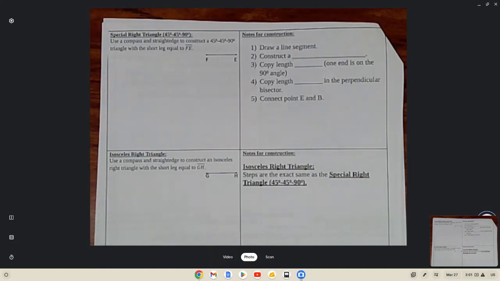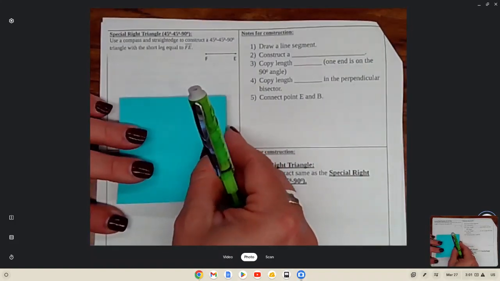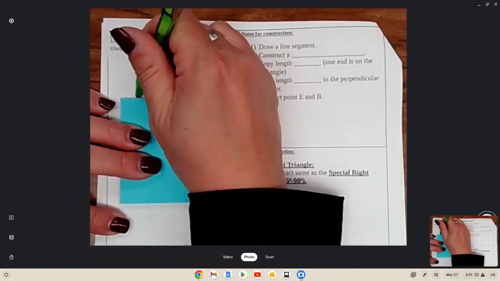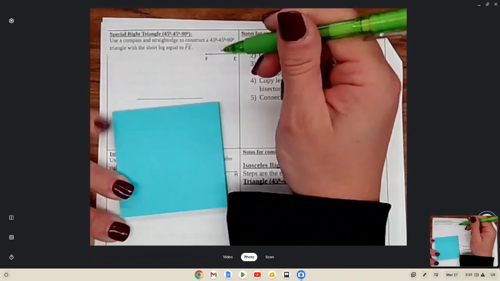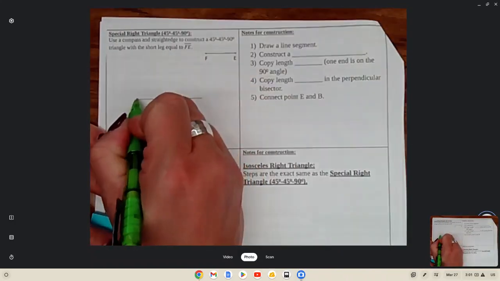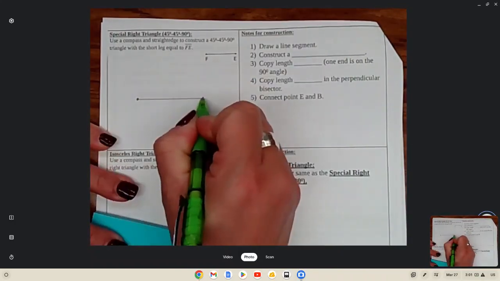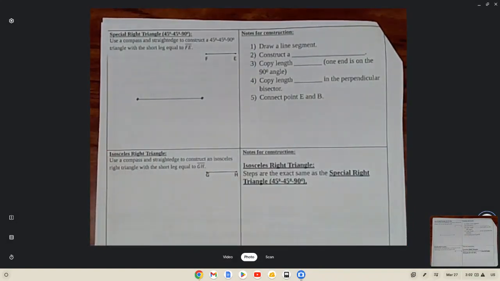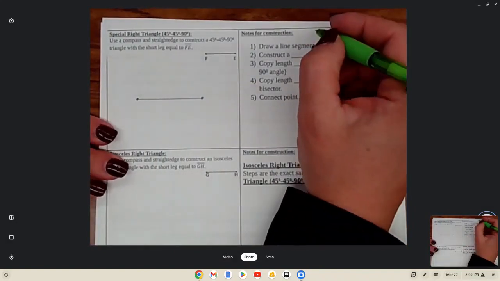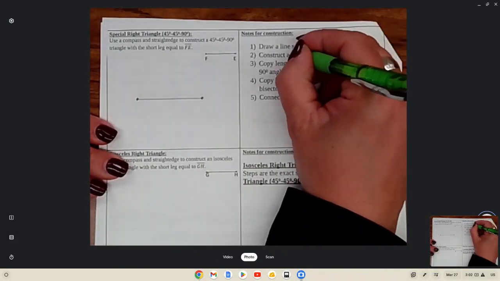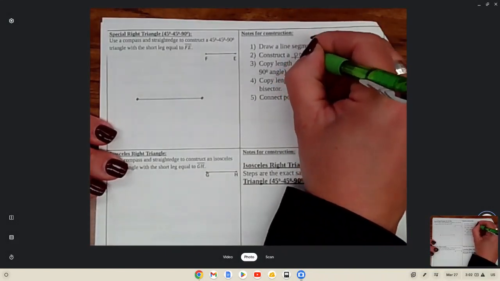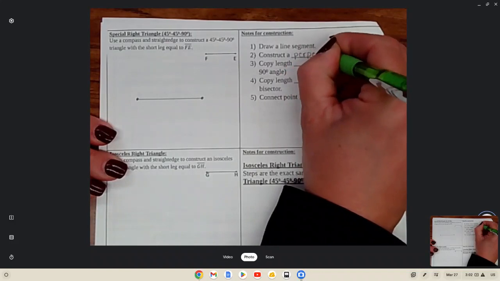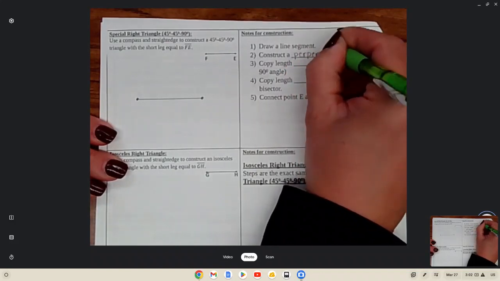Draw a line segment. Don't make it too big or too small this time. I'll try. I feel like that was directed at Kyle. Yeah. Directed at anybody. Nobody in particular. There's my line segment. Step 2, exactly the same as the last one. Construct a perpendicular bisector. You should be getting pretty good at that now. We've done it quite a few times.